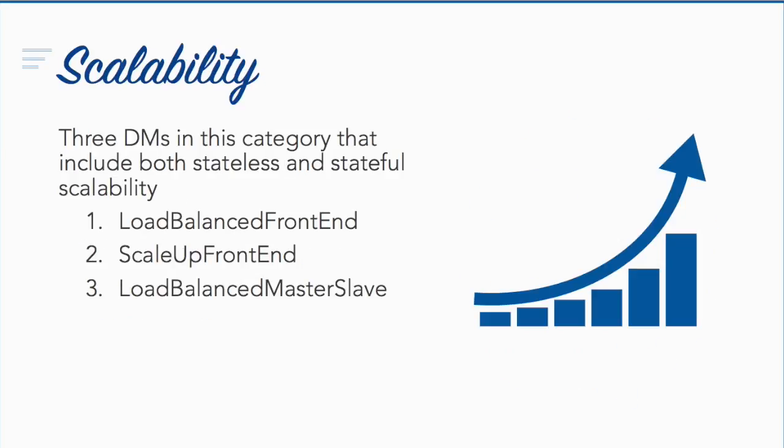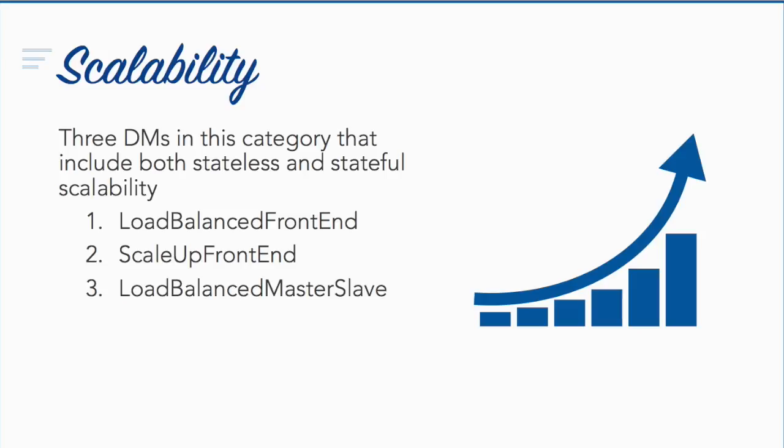And the final one is scalability. So there are three DMs in this category that include both stateless and stateful scalability. The first is the load balanced front end deployment manager, which provides simple load balancing among a set number of replicas, only supporting Sapphire objects that are stateless. It can, however, access state in other Sapphire objects or on a disk.